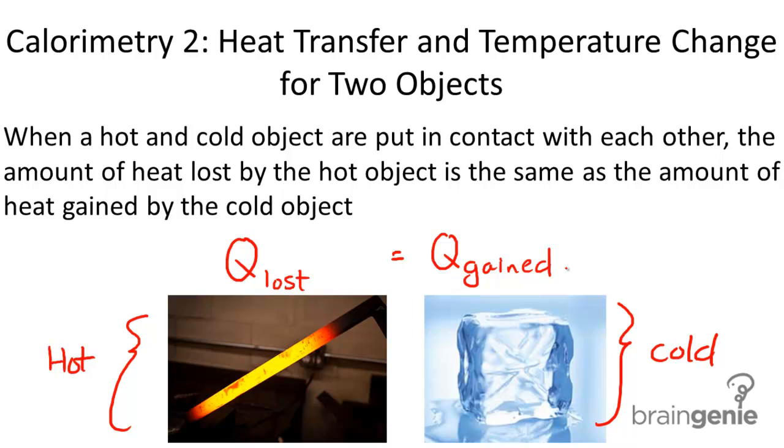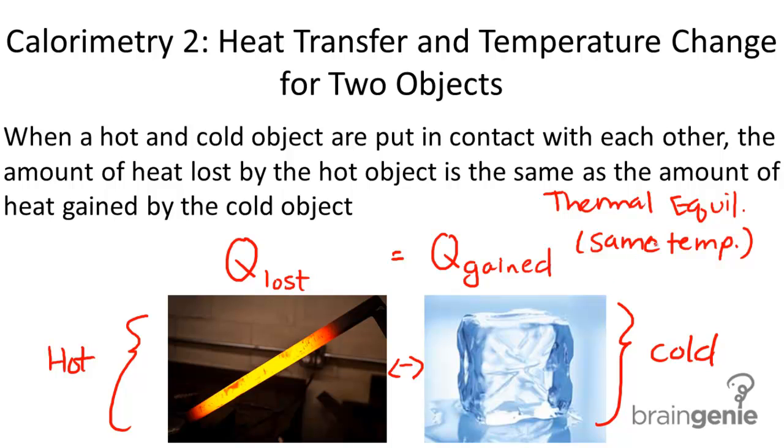Now, when you put these two in contact with each other, they will both eventually reach what we call thermal equilibrium. And all this means is that they reach the same temperature eventually, as long as you keep them in contact with each other.